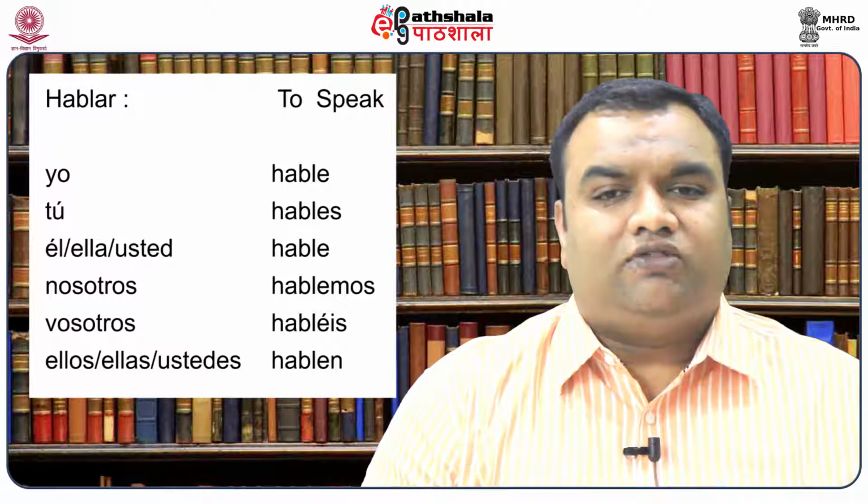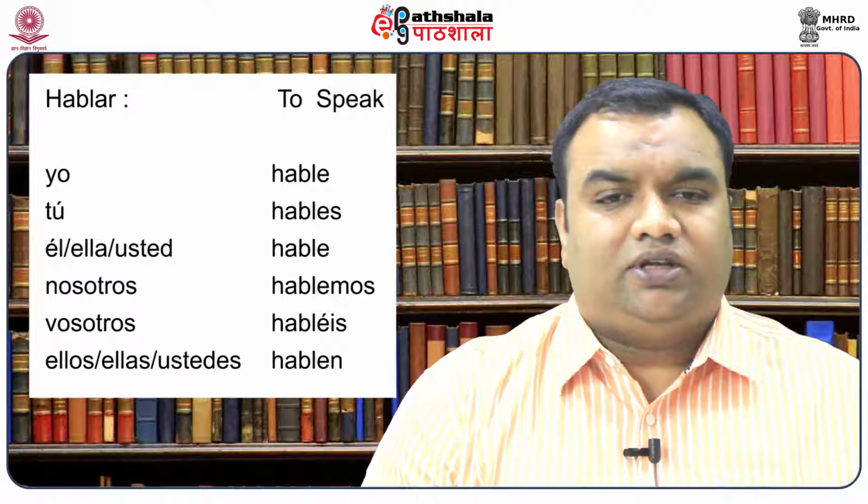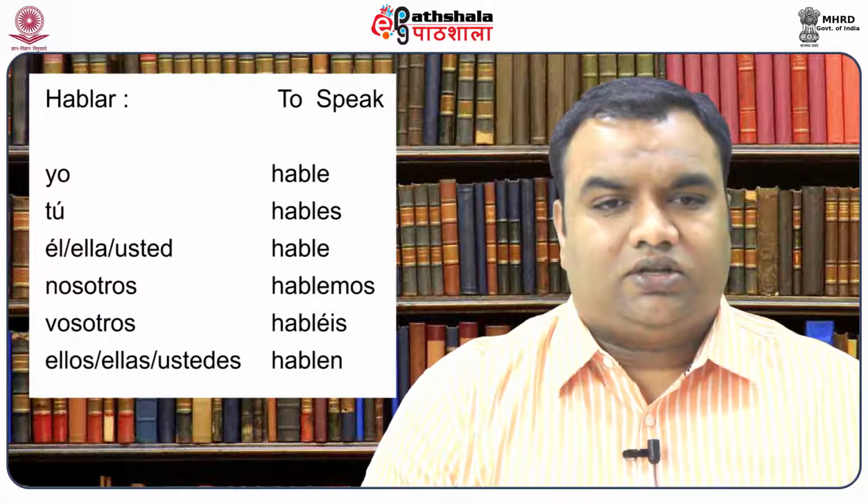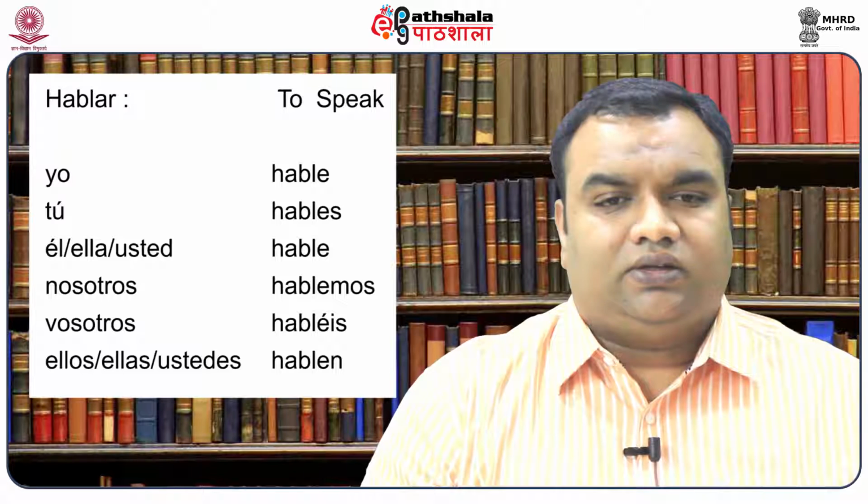we add ER verb endings to the stem habl-, and thus the subjunctive conjugations will be like yo hable, tú hables, él, ella, usted hable, nosotros hablemos, vosotros habléis, ellos, ellas, ustedes hablen.